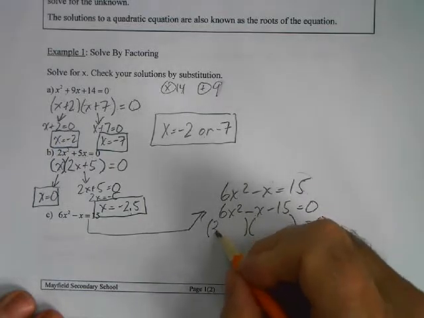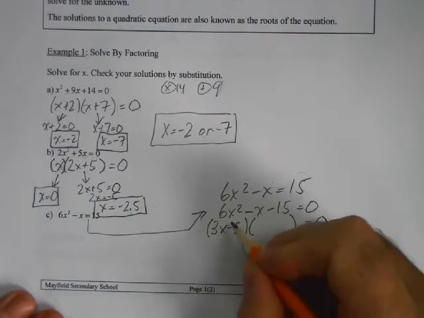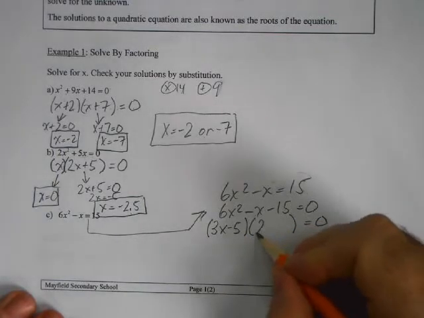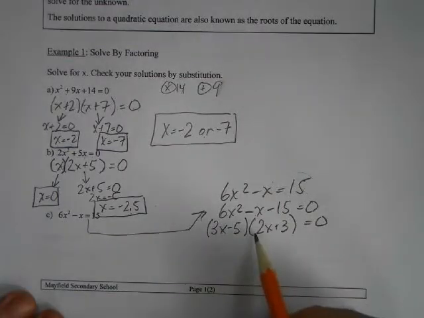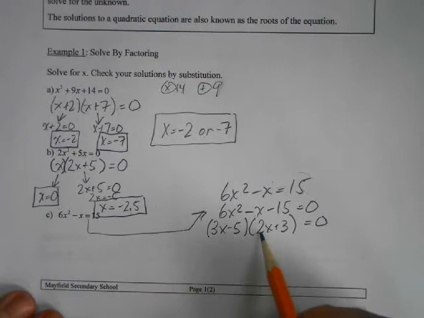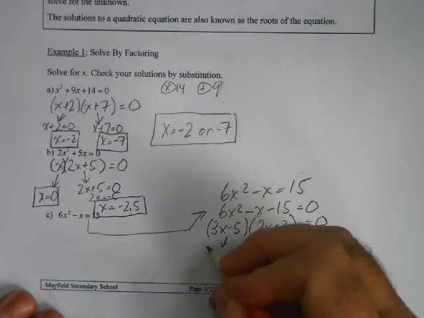And the factors are 3x minus 5 and 2x plus 3. And we can check that. We've got a 6x squared, we've got a 9x, we have a minus 10x. So 9x minus 10x is minus x, so that worked. And then a minus 15 from here. So we know the factoring is correct. Okay, and now we set each factor to 0 like always.